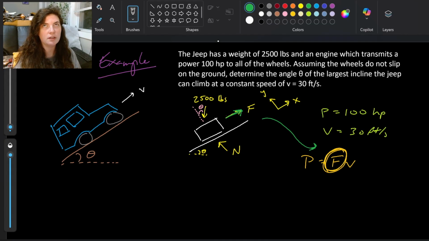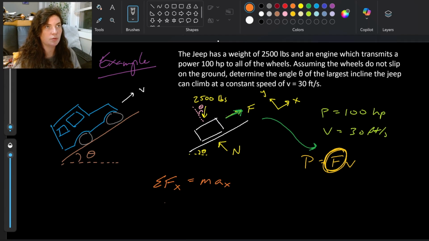So now we might think, okay, what are some ways that I can find that force? How can I find F? One of the things that we can do is use our equation of motion, our summation of F equals ma. Go ahead and try that and see if that gets us anywhere. So if I do my summation of F equals ma in the x direction of this rotated axis that we have here, summation of Fx equals max.